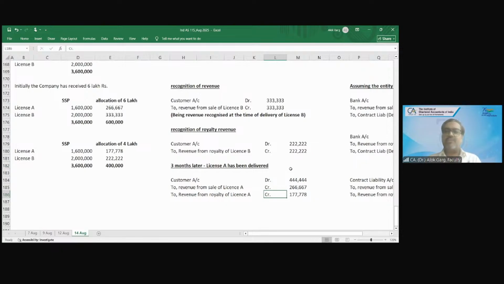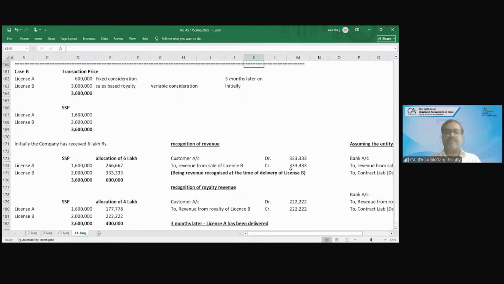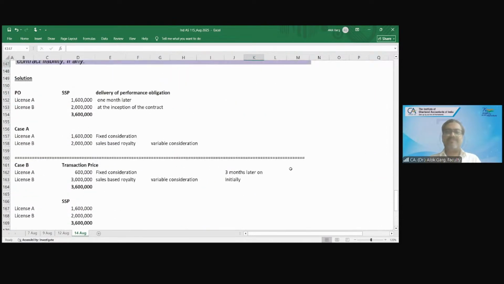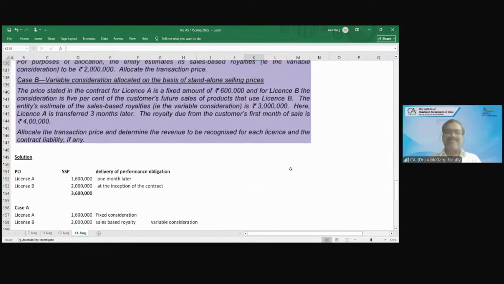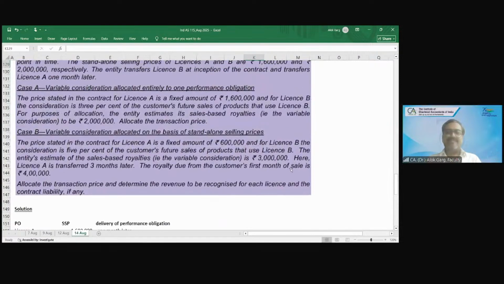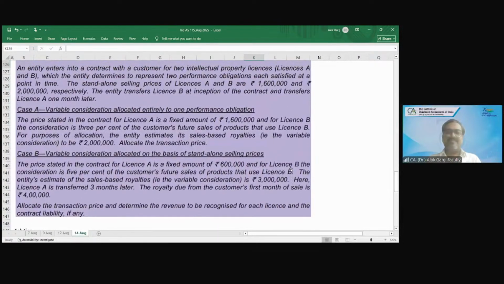Friends, have you understood this question? Question not understood on the first stage, sir. I still need clarity on that. Why is 6 lakhs allocated to both? This particularly is given for A.